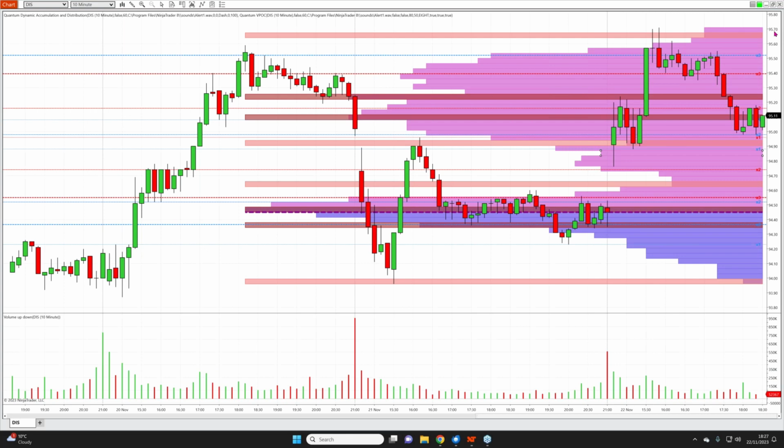Is the price action valid? Is volume and price in agreement? If it is, happy days. If it isn't, we need to do some analysis and understand what is going on.